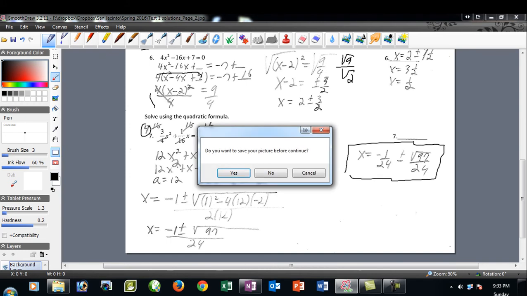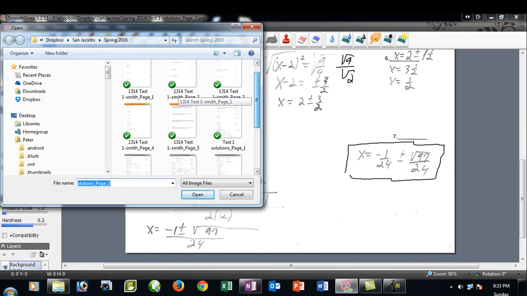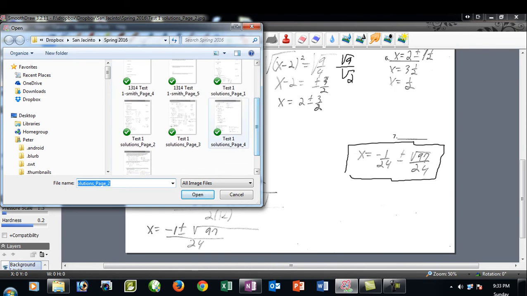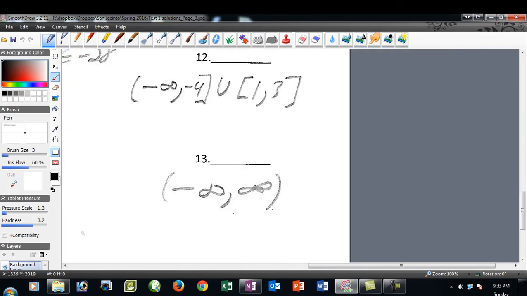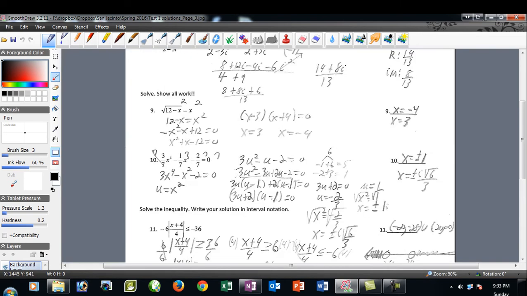I'll open the next part of the test. Let's go grab test page 3 solutions. We're going to minimize again so you can see the whole test. Bring it up.